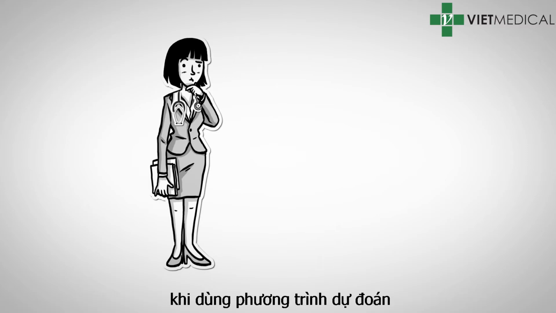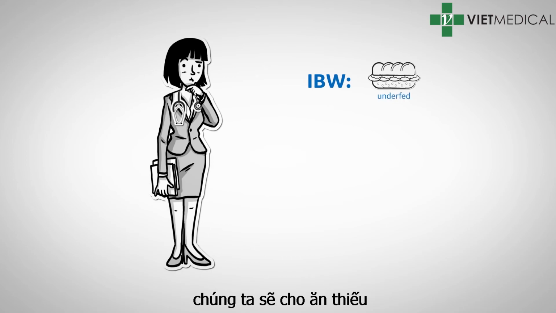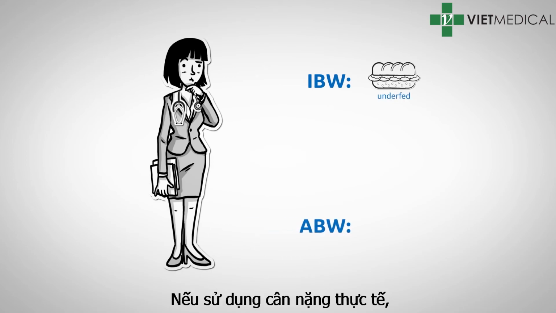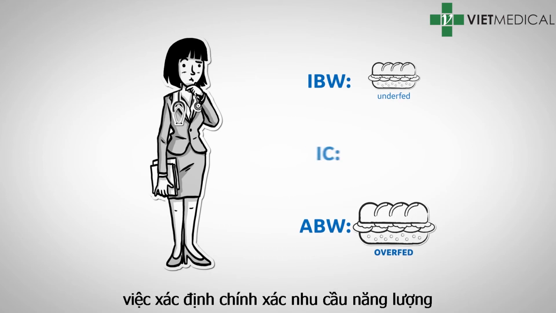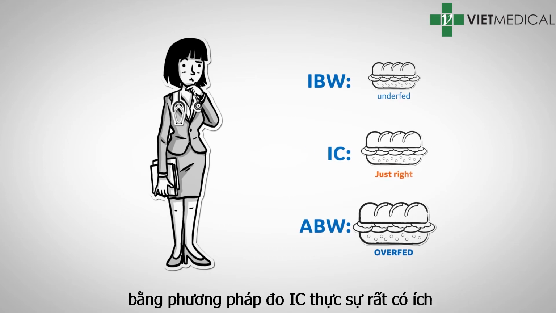with predictive equations. If ideal body weight was used, we would have underfed. If we used actual body weight numbers, we would have overfed. In a case like this, it truly is advantageous that we can measure caloric needs with indirect calorimetry.